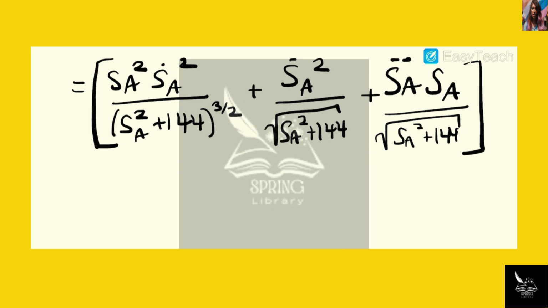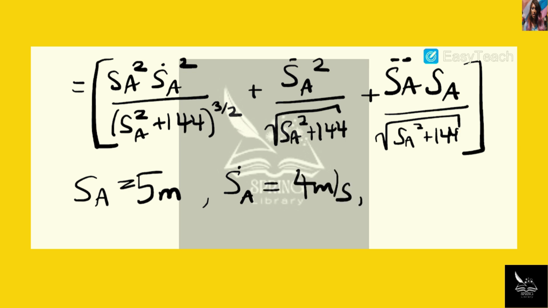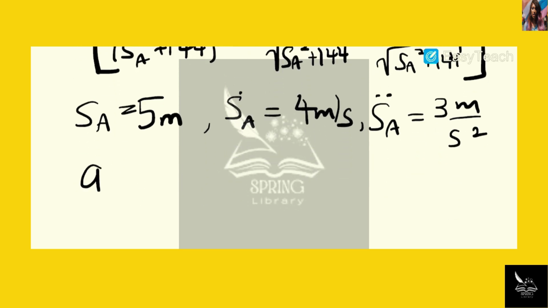Now, recall our initial information. We know that SA is equal to 5 meters. We know SA dot because that's equal to the velocity of the tractor, so SA dot is equal to 4 meters per second. And we also know SA double dot because that is the acceleration of the tractor, which is equal to 3 meters per second squared. Plugging all these known values in, we get an acceleration at B equal to 2.2 meters per second squared.